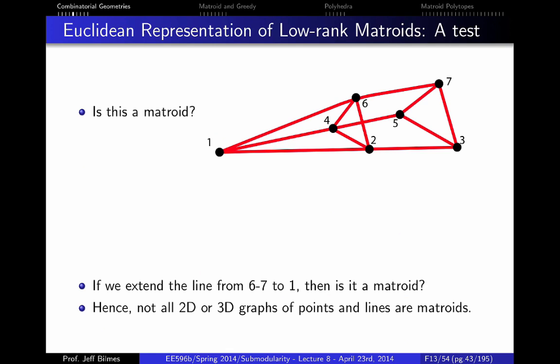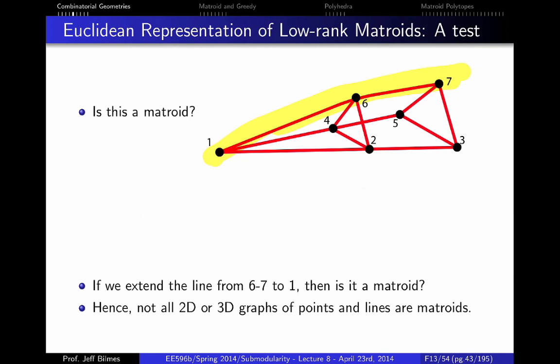So if we do this, would this suddenly become a matroid? Well, you'd have to verify all the other points. But it turns out that it would certainly render 1, 6, 7 different. What would that do to the rank of 1, 6, 7? It'd have rank 2, so it would no longer violate that.